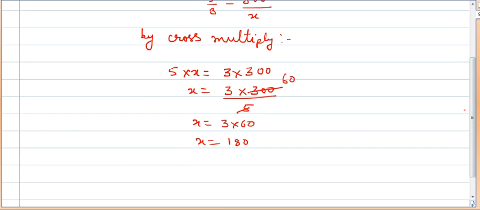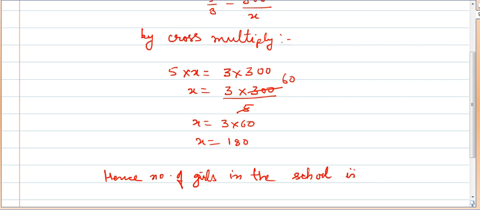You can just write, hence number of girls in the school is 180. Okay students, this exercise is finished. 9.2. So here we used the concept of comparing the ratios.